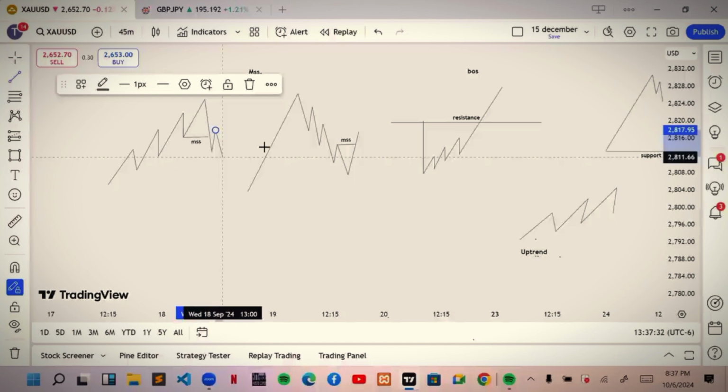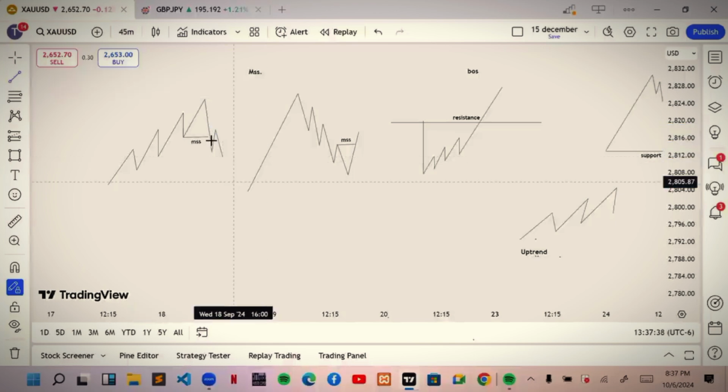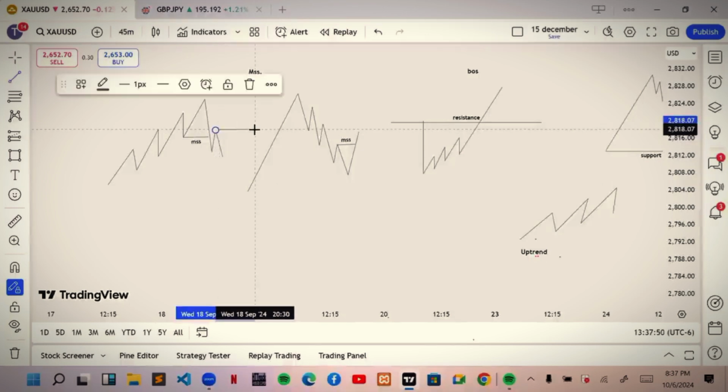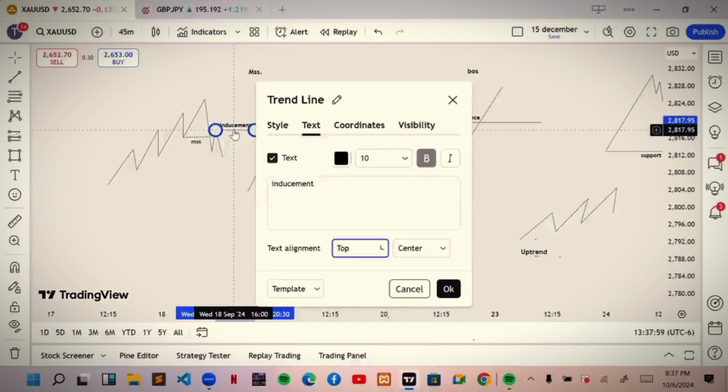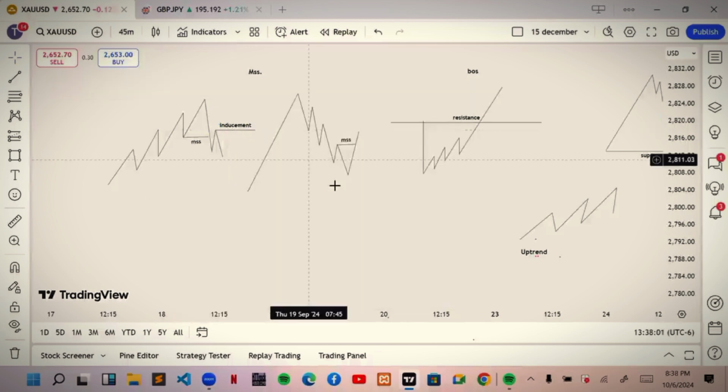So the market broke structure to the downside. After breaking structure to the downside, it will make a pullback. This pullback that the market makes close to the zone it broke structure from is your inducement. That is what my liquidity is. So this is the inducement for this case.